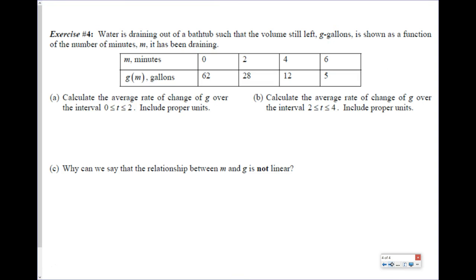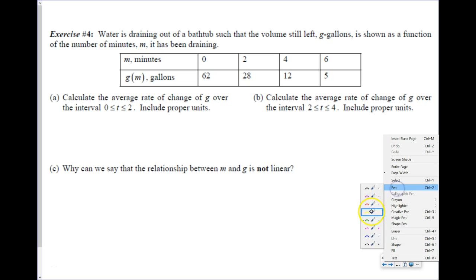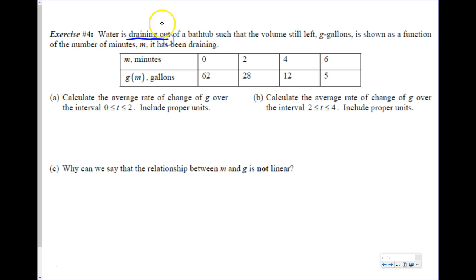Actually, this problem is not linear, that's the whole point of this problem. So exercise 4 is our last word problem. Let's read this carefully. Water is draining out of a bathtub such that the volume still left in gallons is shown as a function of the number of minutes. So we're saying after so many minutes, how many gallons are left in the bathtub? And I'm going to underline this part right here, this draining out, because this is a decreasing relationship, which is a big clue that my slope or rate is negative. Okay, that's that big clue right there.